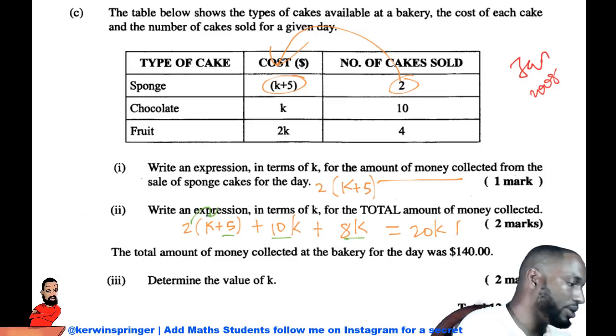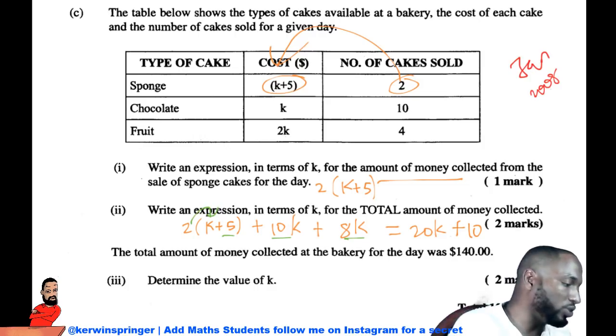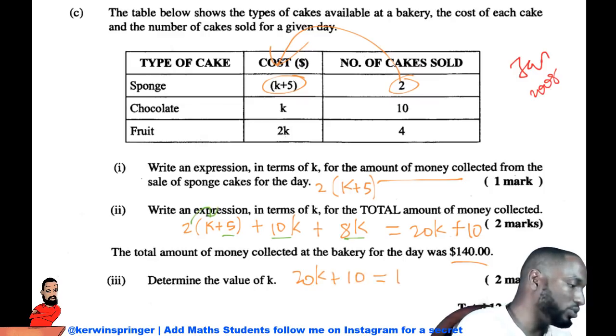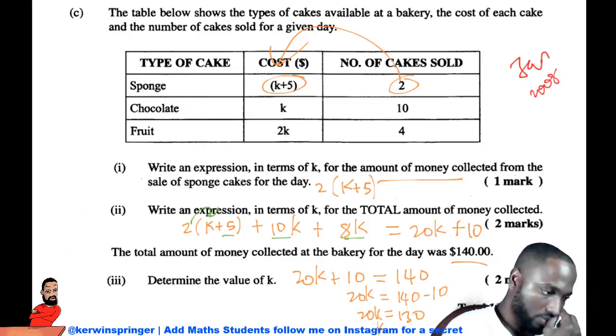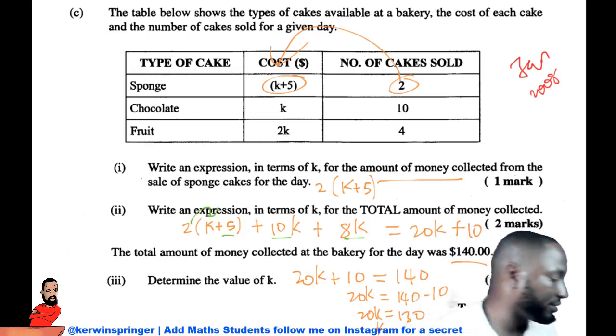20k plus 10. The total amount of money collected at the bakery for the day was 140. So 20k plus 10 is equal to the total amount here, 140. So 20k would be equal to 140 take away 10, which is 130. So k would be equal to 6.5.